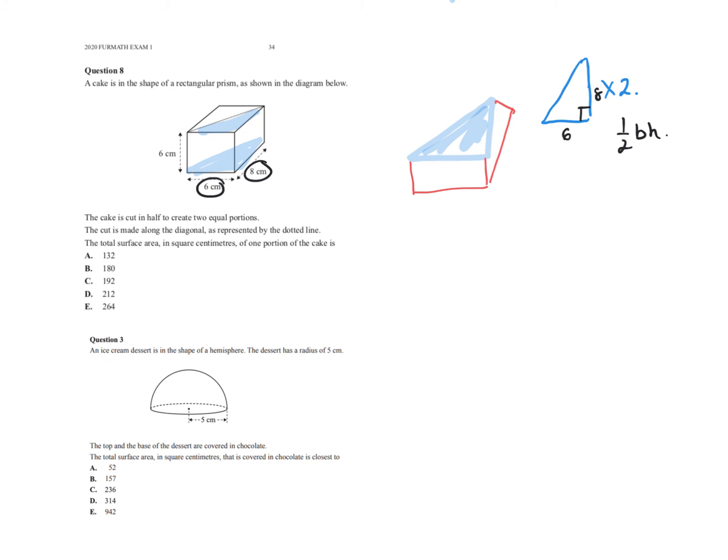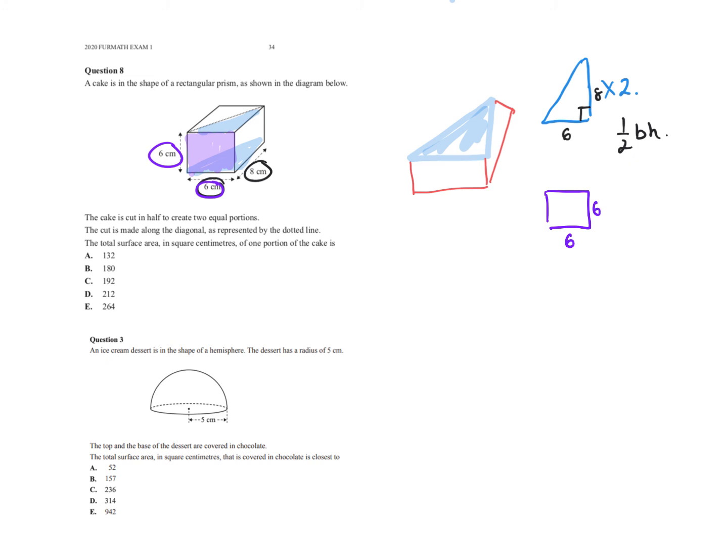We then have this square piece at the front for the surface area. So if I drew that bit, I have this square bit, which is going to be a 6 by 6. So 6 by 6.